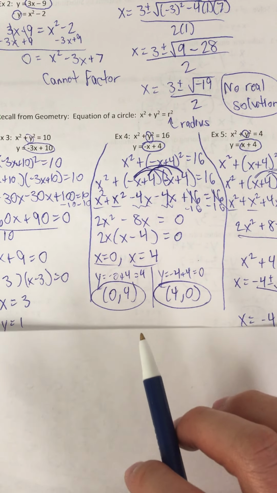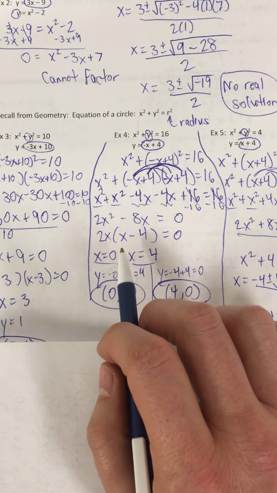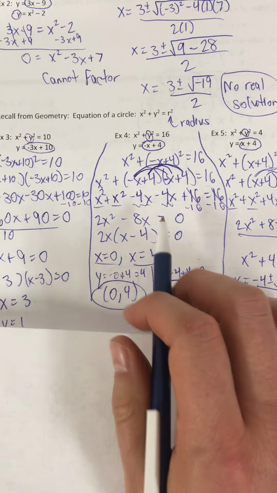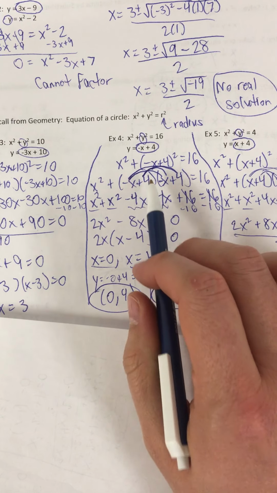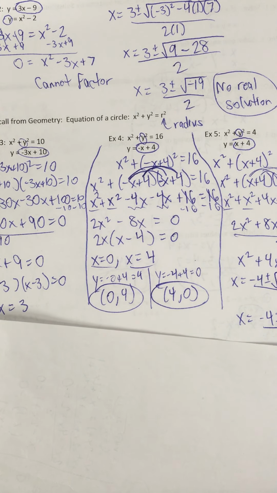So then you plug those in. It's easiest to use the small equation. Y equals negative 0 plus 4, you get 0, 4. And y equals, you plug in 4. So negative 4 plus 4 gives you 0. So the answers are 0, 4, and 4, 0.